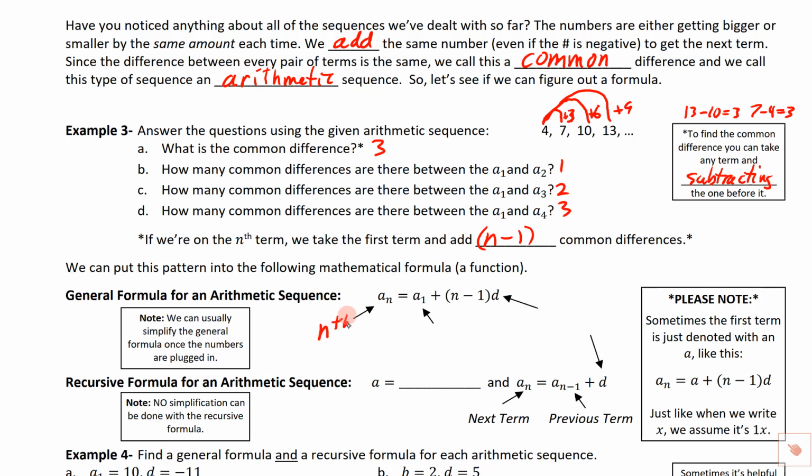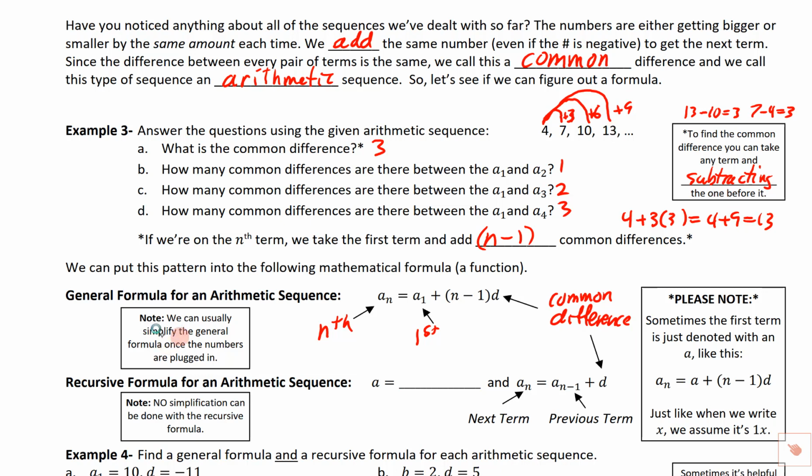So this right here is the nth term. And then this is the first term, and that d right there is the common difference. That's how much there is in between each one of the terms. So we take the first term and then we add n minus 1 common differences. So let's see if this works right here. If you take the first term of 4 and you want to get the fourth term, you would add 4 minus 1, so that's going to be 3 common differences. Well, the common difference on this one is 3, so that would be 4 plus 9. We end up with 13, and we do indeed get the fourth one there.